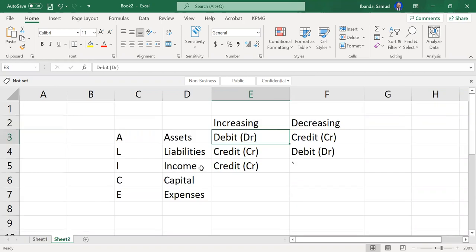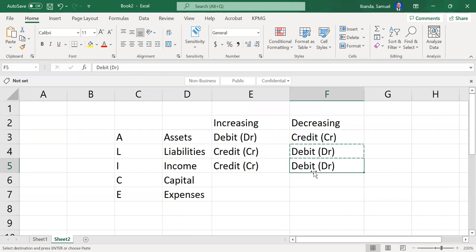So that gives us an insight on what happens with income. So when it is reducing, we do usually debit. Now we have what we call capital. Now, capital, say that capital is owner's contribution to the business.